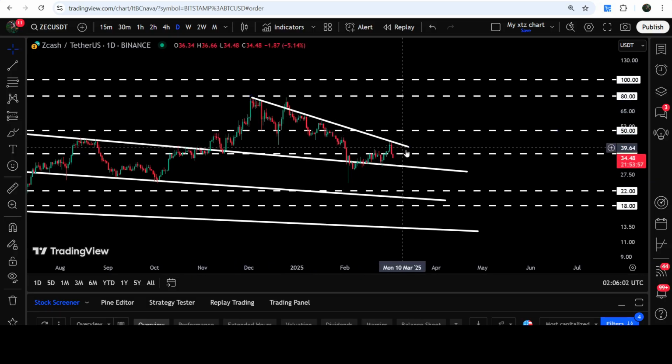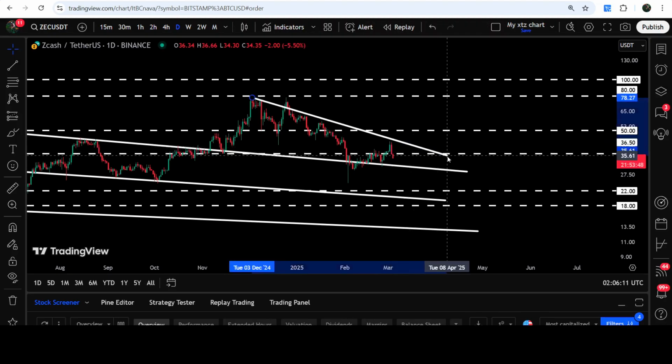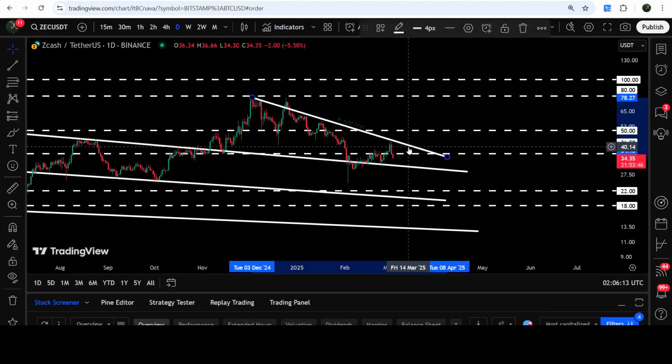This time, if the price hits the previous resistance of the wedge as a support, then it can hit this support here, approximately at $31. And in case of another reversal from here, it can hit this downtrend line resistance again here, approximately at $40 or $41.